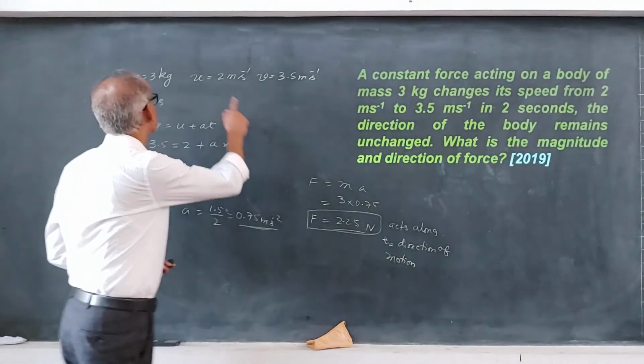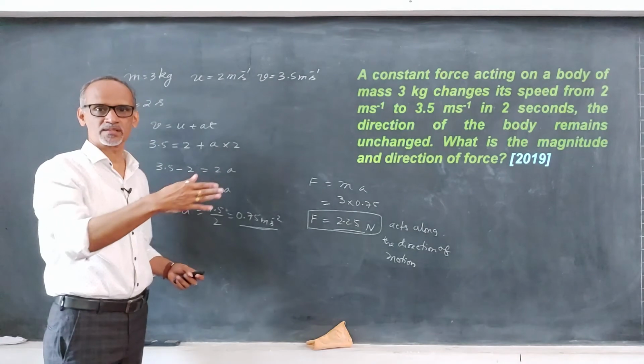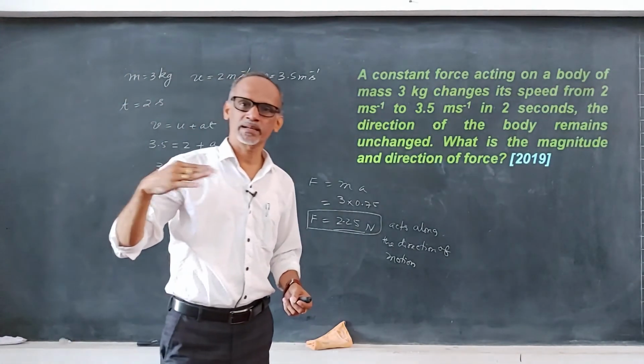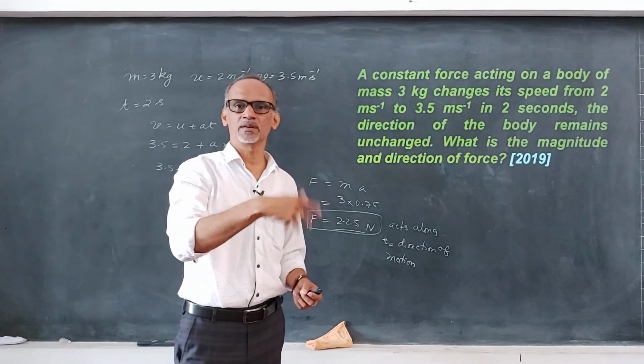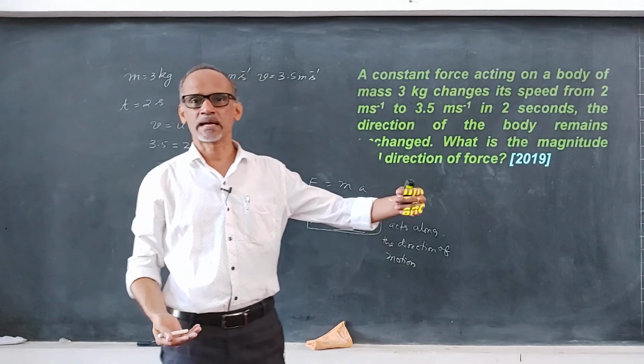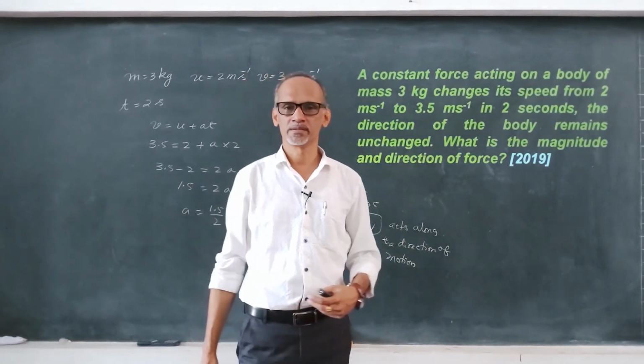Since there is an increase in velocity, from 2 meters per second to 3.5, it means the force has to act in the direction of motion. So if the force acts in the direction of the body, the velocity increases. If the force acts opposite to the direction of the motion of the body, then the velocity decreases.